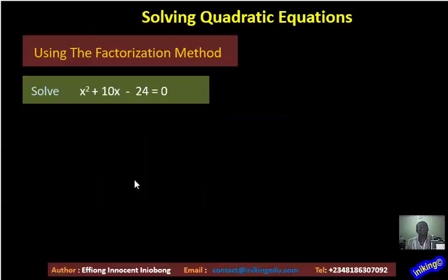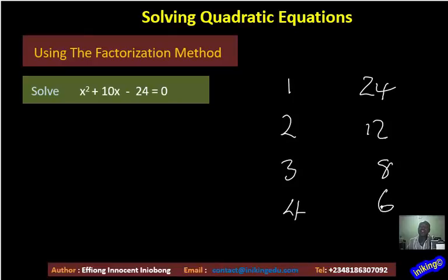Here we have x squared plus 10x minus 24 equal to 0. If you take note, I'm still making use of the number 24. So my factors again will be the same as I used earlier on. So it will be 1 times 24, 2 times 12, 3 times 8, 4 times 6.